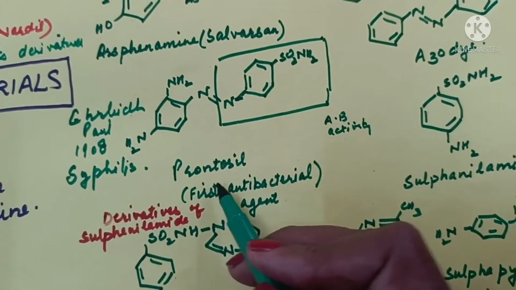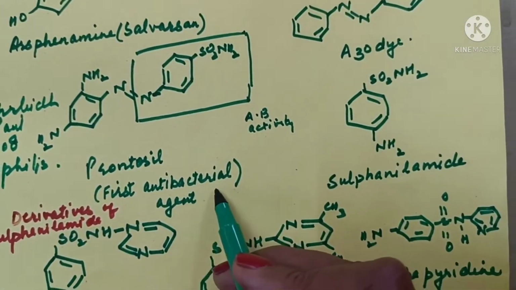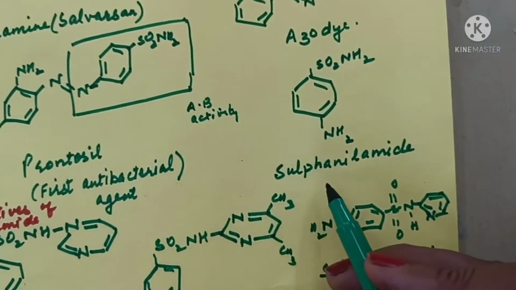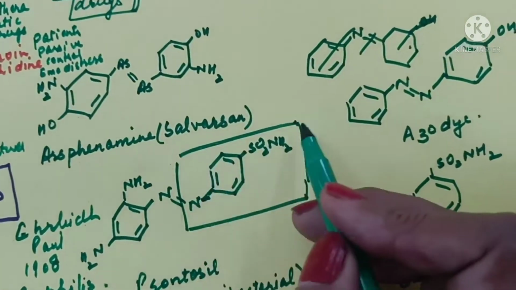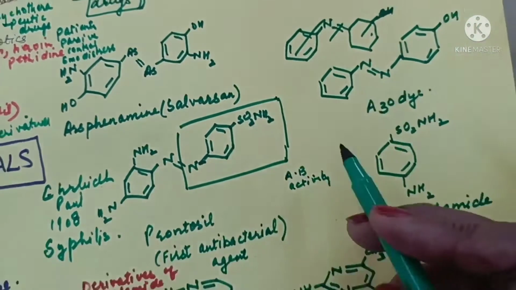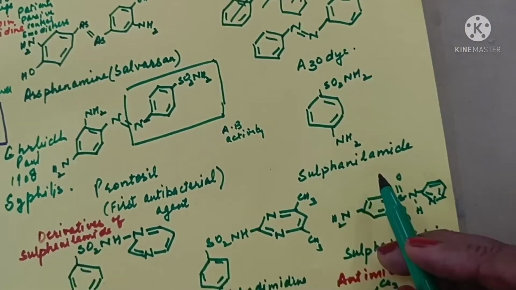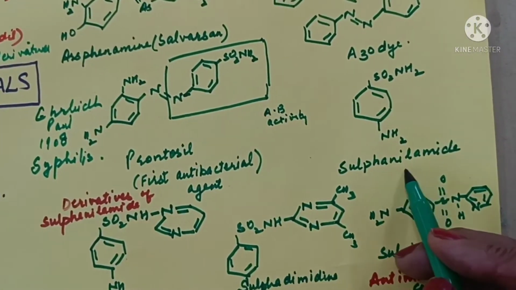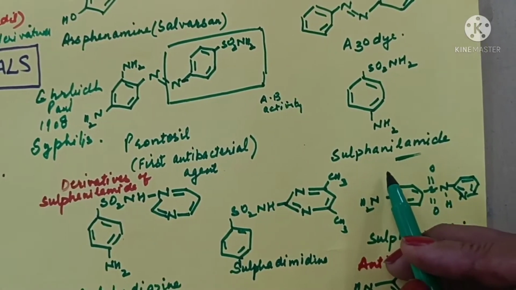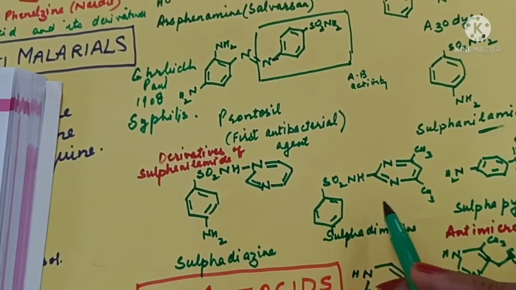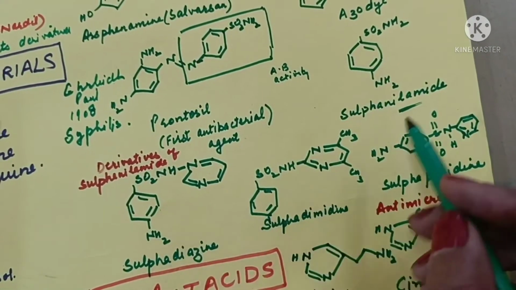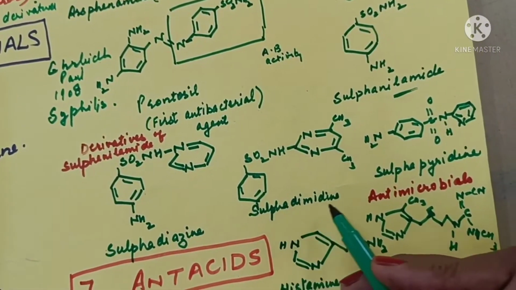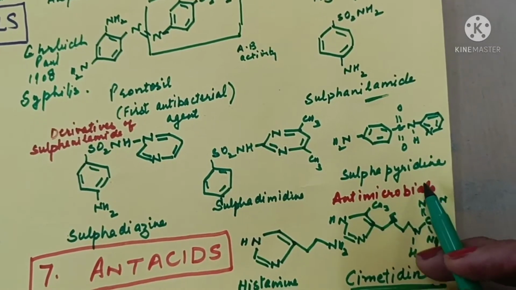For example, Prontosil, it was the first antibacterial drug. Then we have sulfa, and in this Prontosil, this portion is a sulfanilamide derived from sulfanilamide. So it was found that sulfanilamide has antibacterial, antimicrobial properties. So all these drugs were derivatives of this sulfanilamide. These are sulfadiazine, sulfadimidine, and sulfapyridine. These are all antimicrobial.